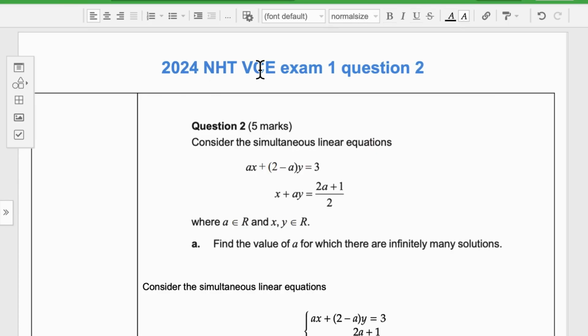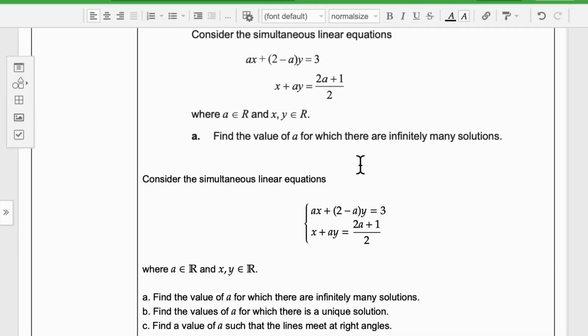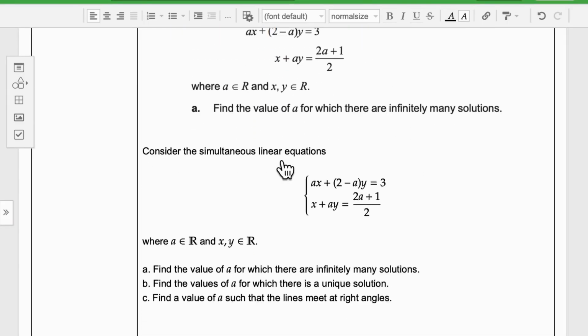NHT exam 1 question 2 walkthrough. So I will highlight the key point on how to do these questions. So let's go through this together. So we have this question here.